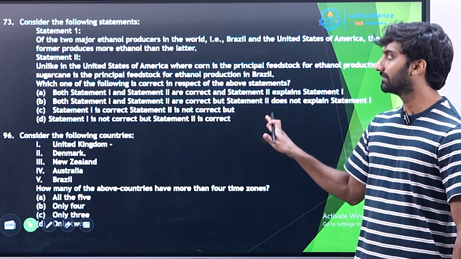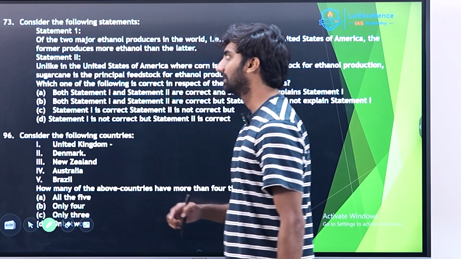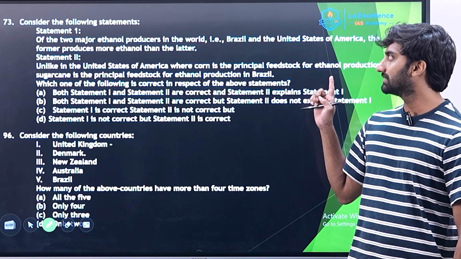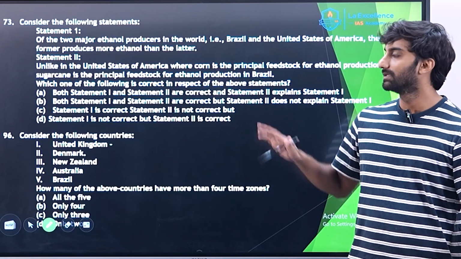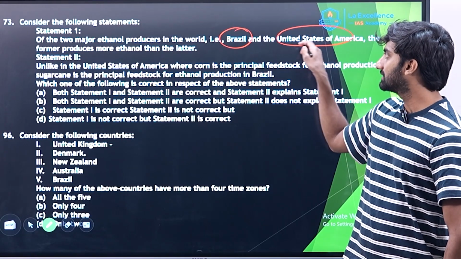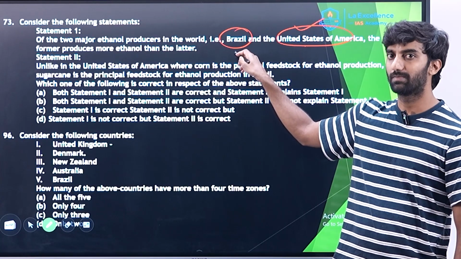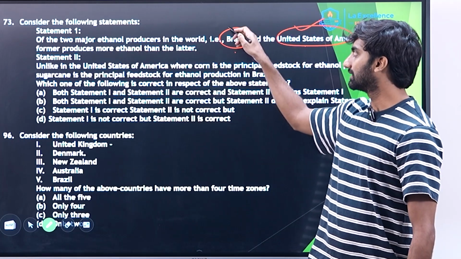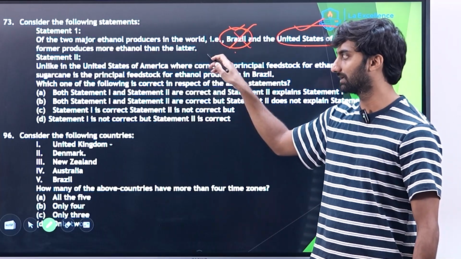Then question 73. So we are moving to question 73 in part B. Consider the following statements. Statement 1. Of the two major ethanol producers in the world, Brazil and US, the former produces more ethanol than the latter. These two countries are the world's largest producers of ethanol. But between Brazil and USA, USA is the world's largest, and second comes Brazil. But in the statement he is telling the former produces more ethanol than the latter. So Brazil is not producing more ethanol than US. So this statement is not correct.